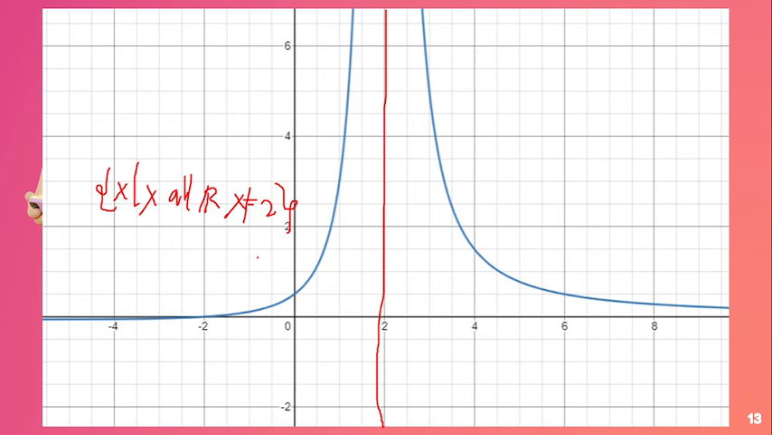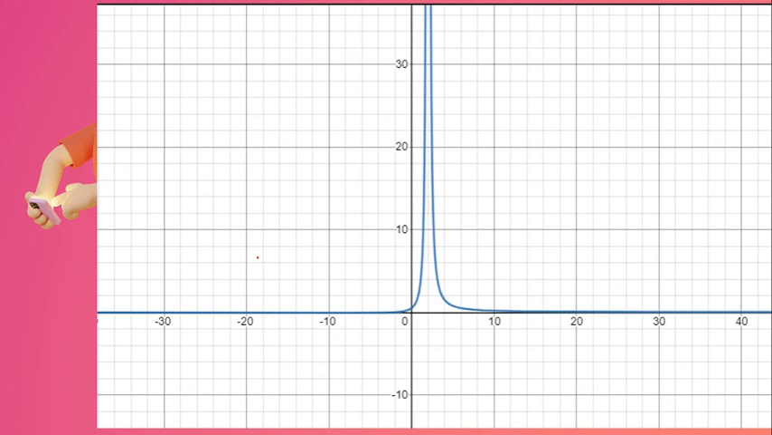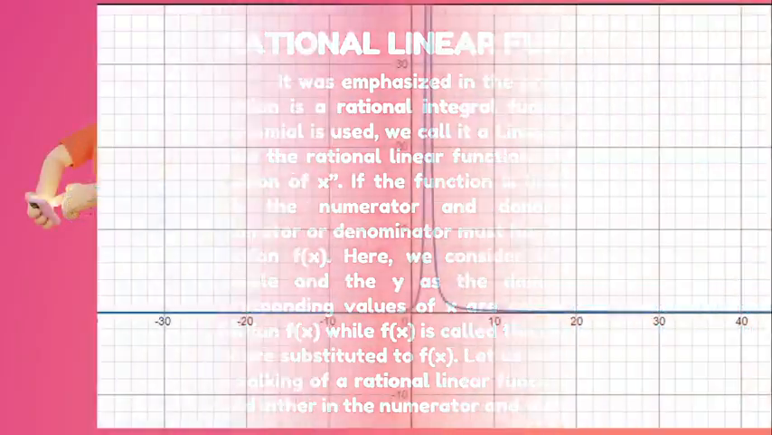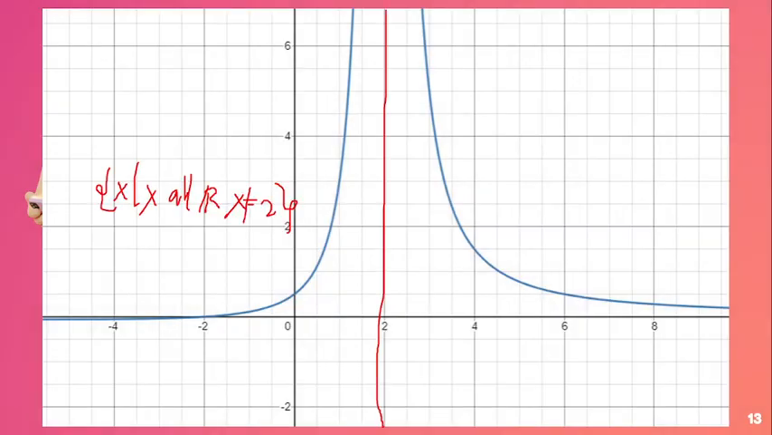So that would be the graph. By zooming out the graph, we can see that it is approaching 2. Okay, so that would be our discussion of rational expressions, students. That would be all.